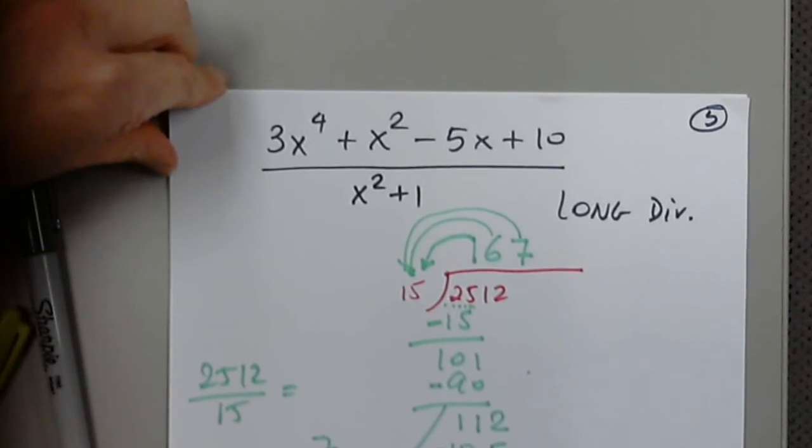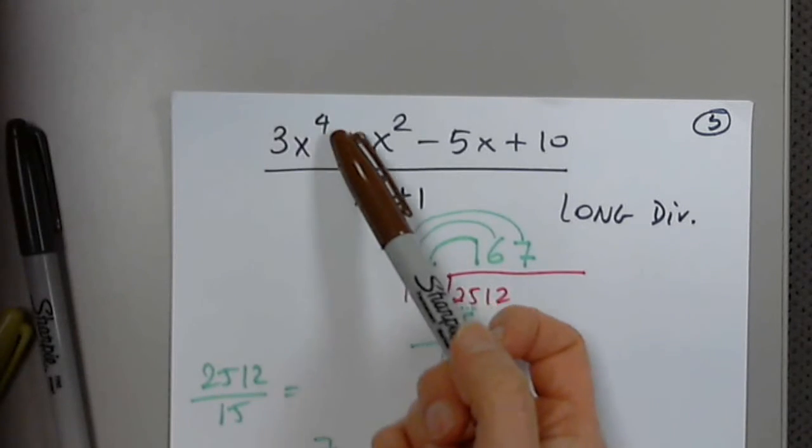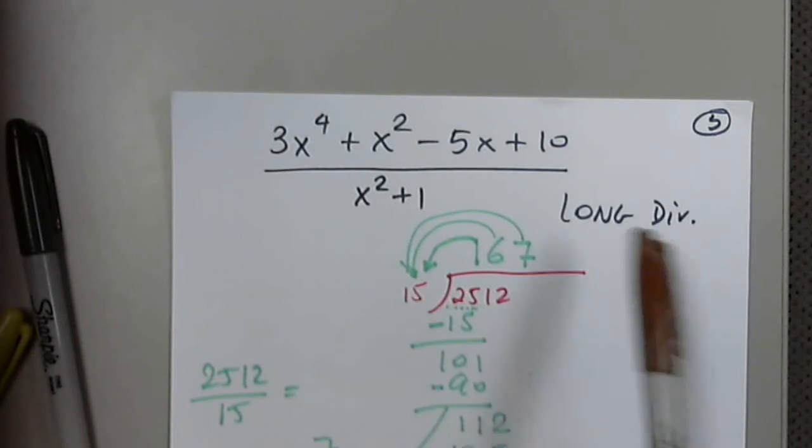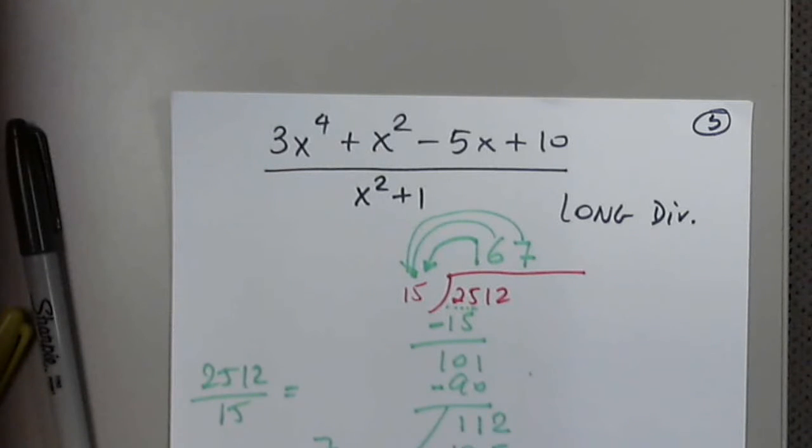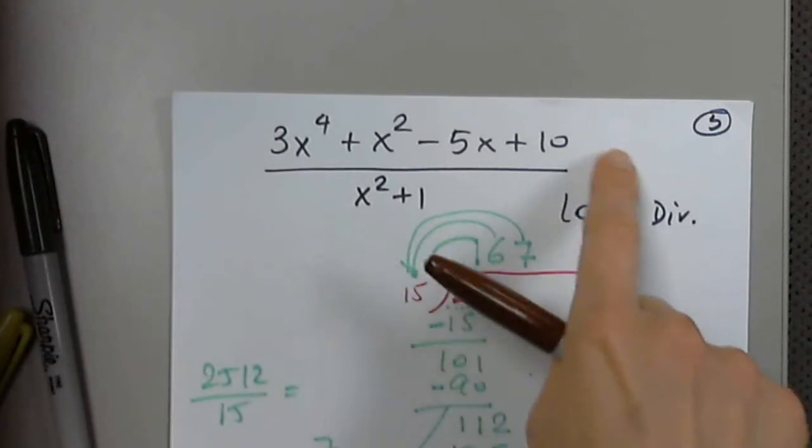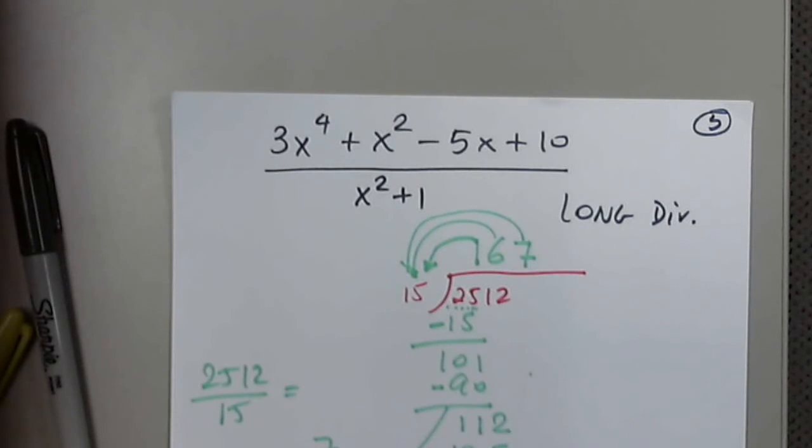However, there are two questions that I have to ask. Are both polynomials in descending order? Because if they're not, they have to be rearranged. They are. Second question. What is the degree of the numerator? 6.